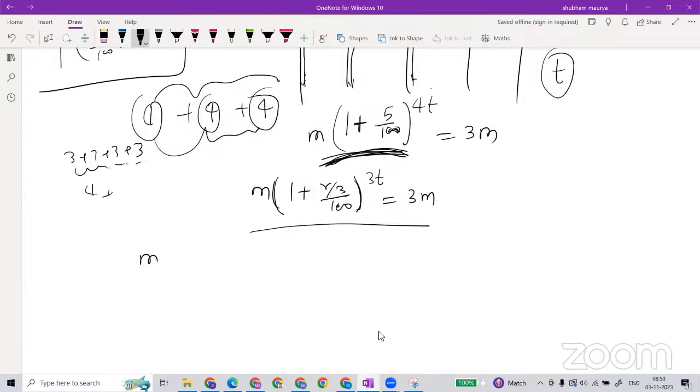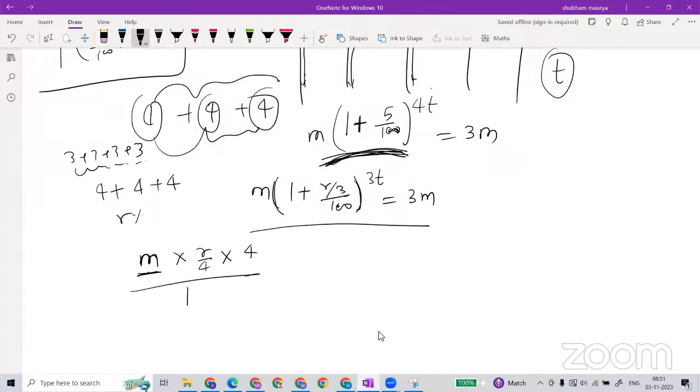If the amount is M, and it says thricely, that means 3 times in a year, the interest is compounded after every 4 months. The rate is 5% yearly. So if you assume the rate is r%, then r by 4 for 4 times annually, so 4r by 4, and the time is after 4 months.